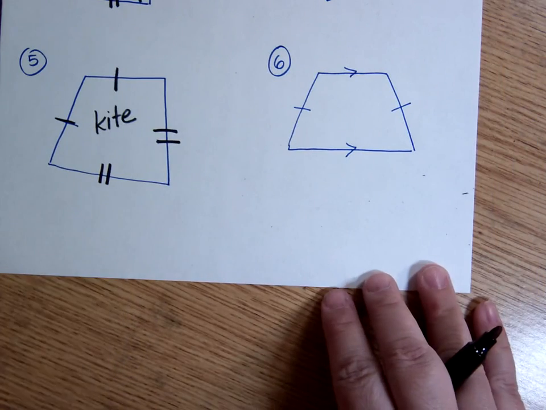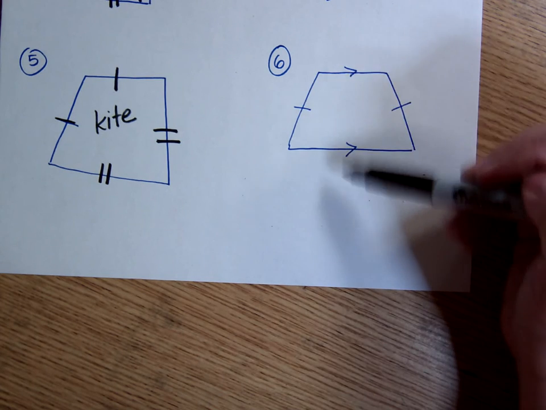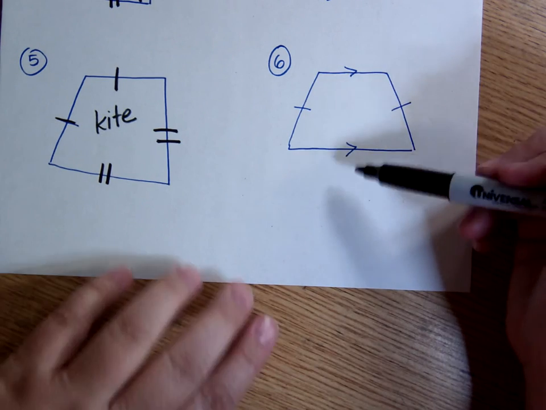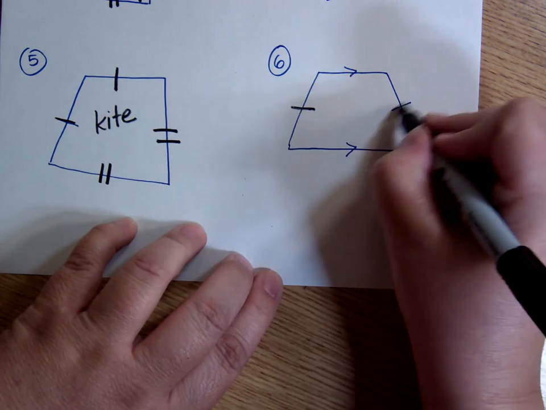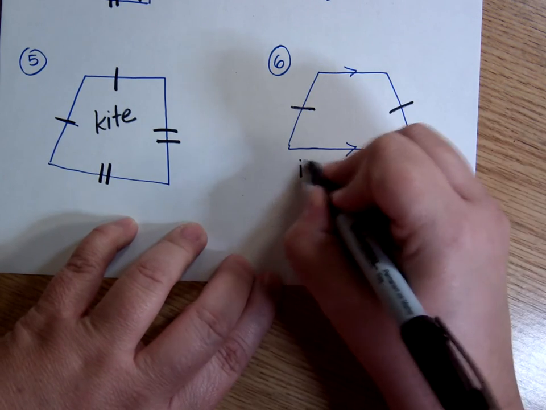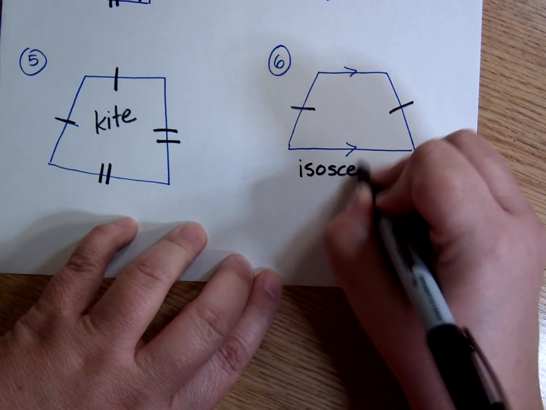And last but not least, I have 1 pair of parallel sides. That makes this a trapezoid. And this time, the 2 sides that aren't parallel are indeed congruent. That's why this one is an isosceles trapezoid.